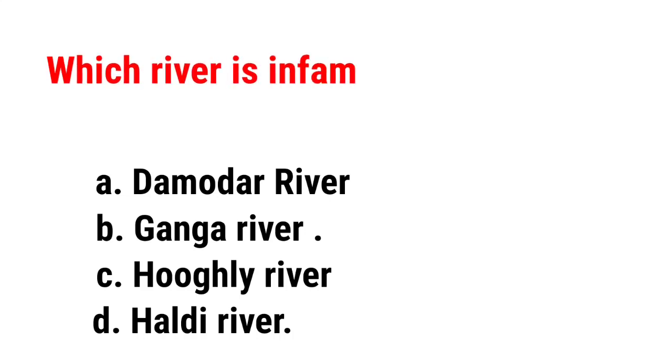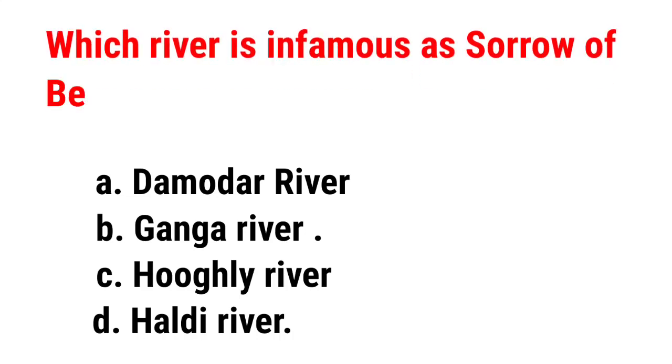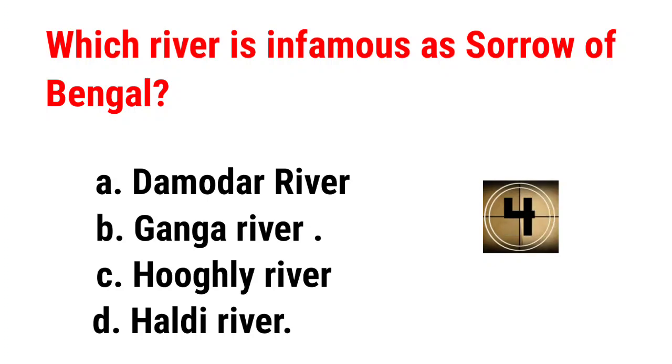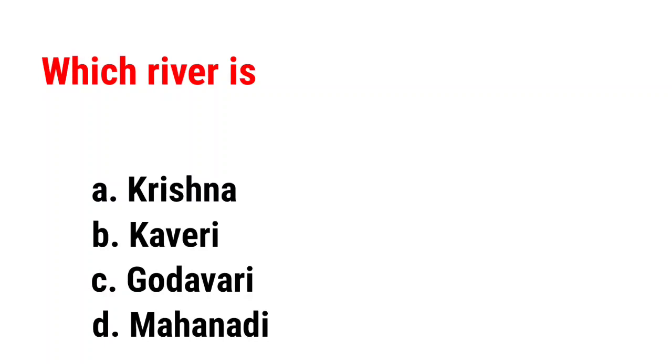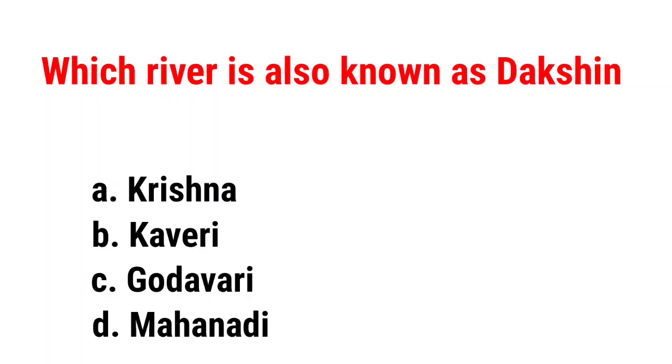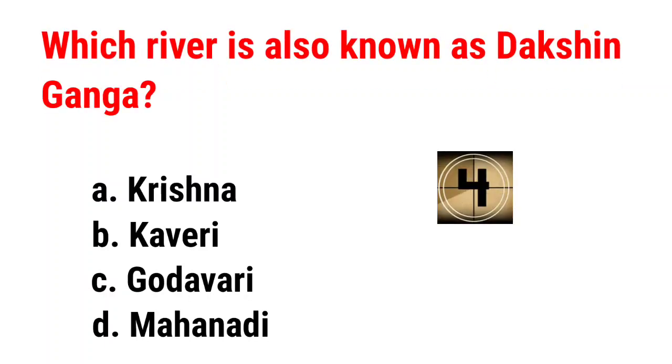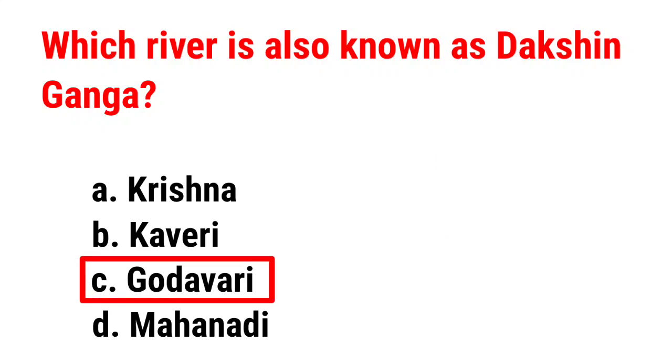Which river is infamous as Sorrow of Bengal? Correct answer is Damodar River. Which river is also known as Dakshin Ganga? Correct answer is Godavari.